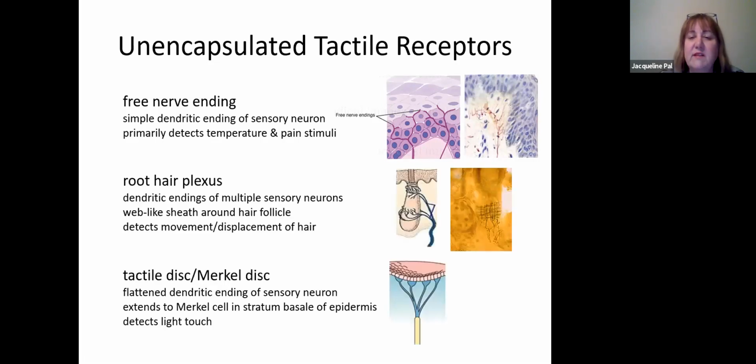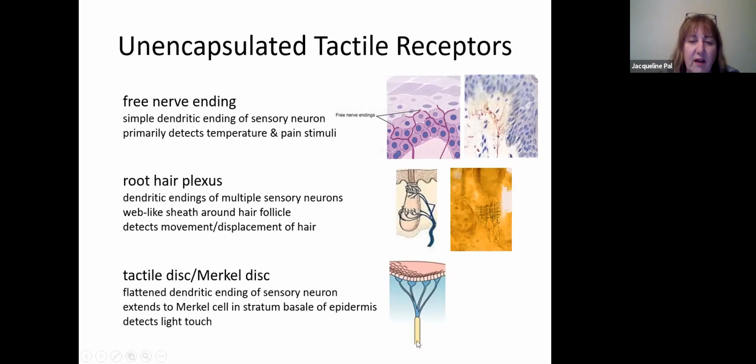The next receptor is the root hair plexus, and the root hair plexus is multiple sensory neurons whose dendrites are going around one single bulb of a hair root, and they form this web surrounding it, and so that's detecting movement of hair. And the third one is the tactile disc or the Merkel disc.